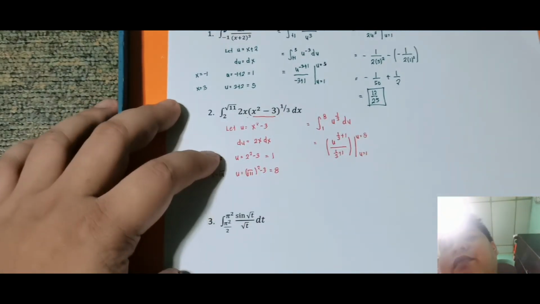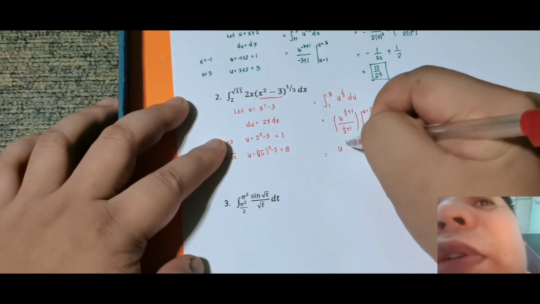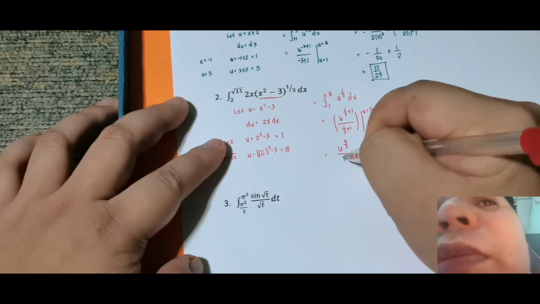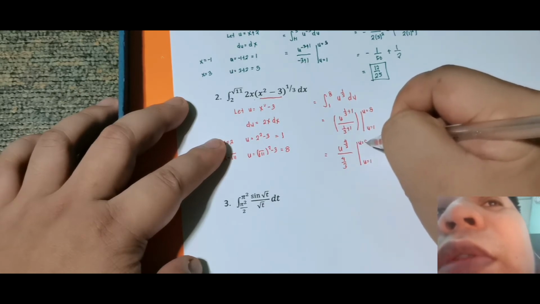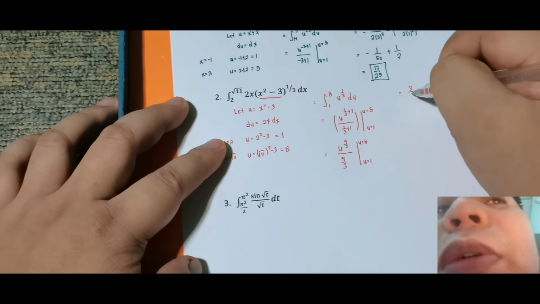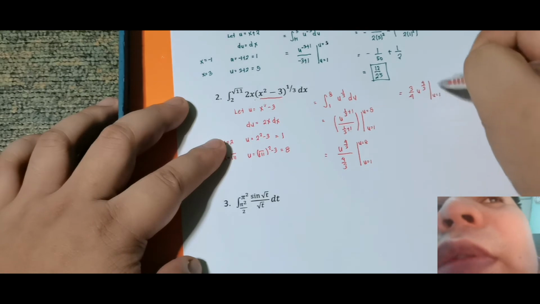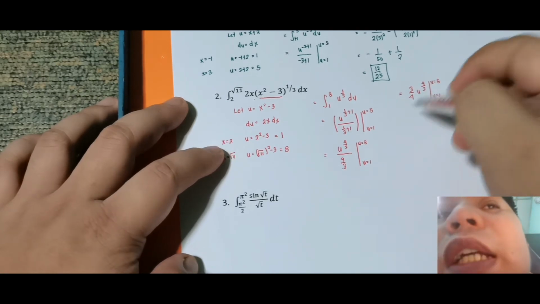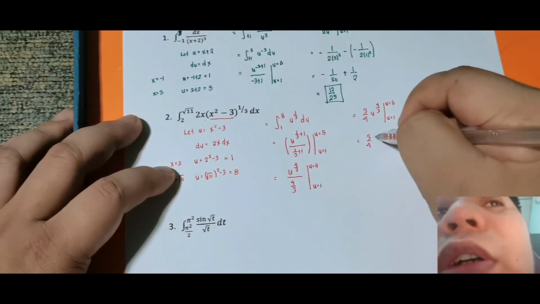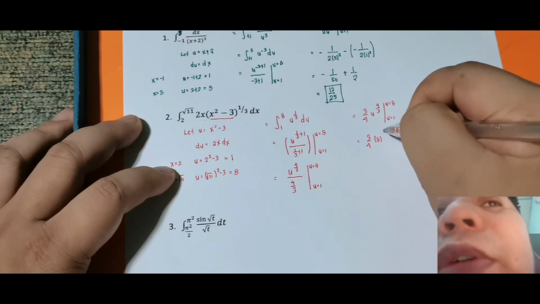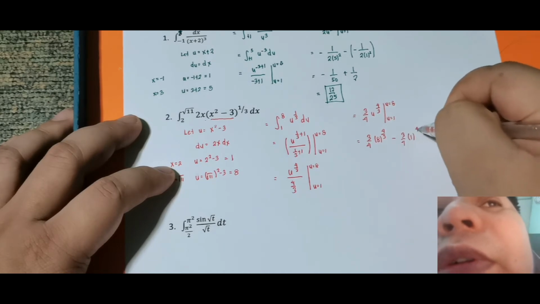Then that is 4 over 3. So simply this is just equal sa u raised sa 4 over 3 all over 4 over 3, then yung boundaries is u is equal to 1, u is equal to 8. So arrange konti. So this is 3 over 4, u raised sa 4 over 3, tapos from u is equal to 1, then u is equal to 8. So apply upper boundaries. So this is just equal sa 3/4 of 8 raised sa 4 over 3 minus 3/4 ng 1 raised sa 4 over 3.